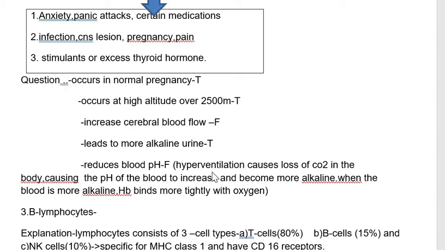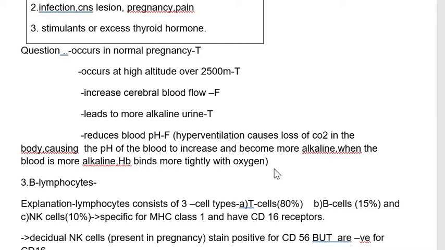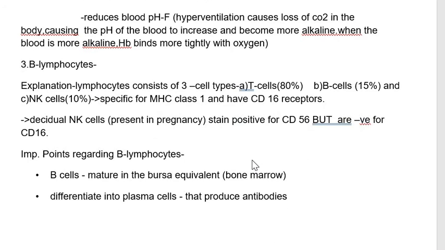This is false, because hyperventilation causes loss of CO2 in the body, causing the pH of the blood to increase and become more alkaline. And when the blood is more alkaline, hemoglobin binds more tightly with oxygen. That is the point. So this is the reason. This is a compensatory mechanism of the body. It is washing out CO2, which is eventually going to increase the pH of the blood. It will go towards 7.3 or 7.4.